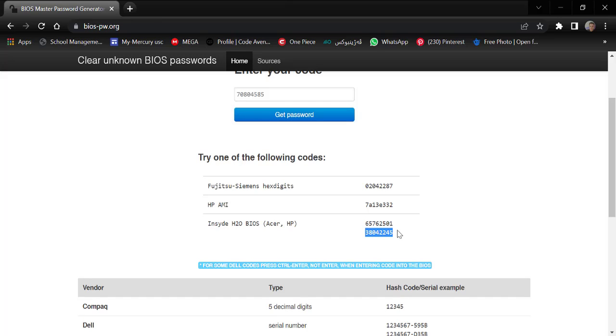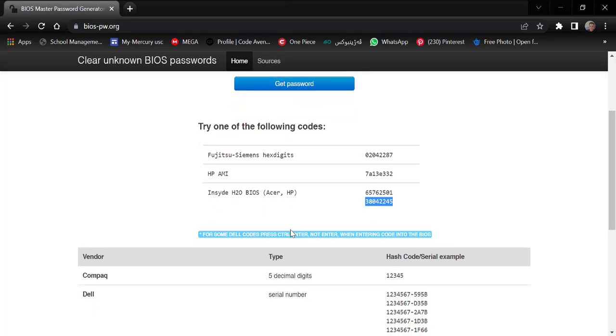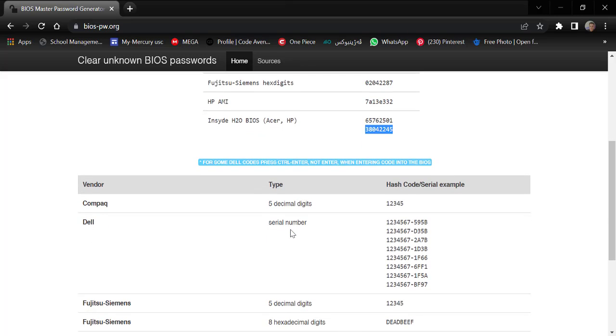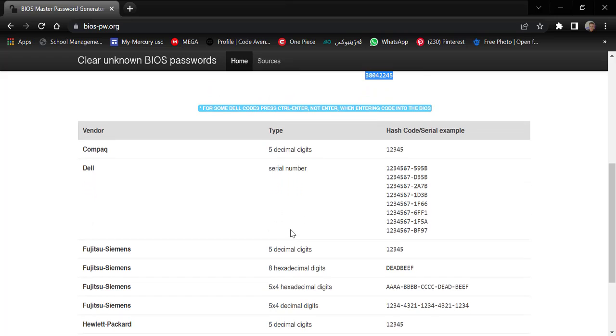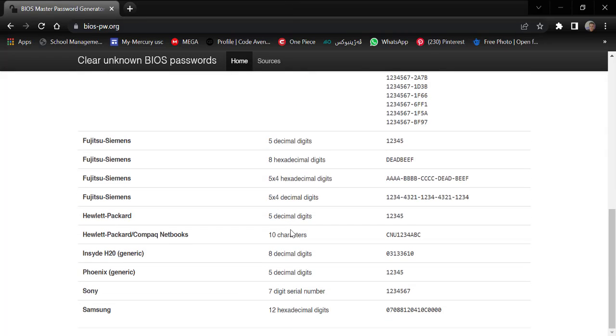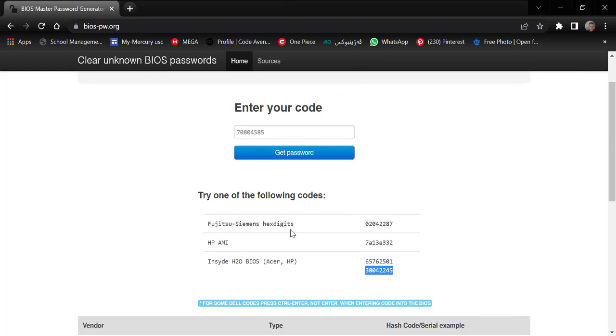Okay, it says that for the Acer HP laptops, and below we have several different options for the different computers, so it depends on your system and your computer. But sometimes those passwords will not solve the problem.